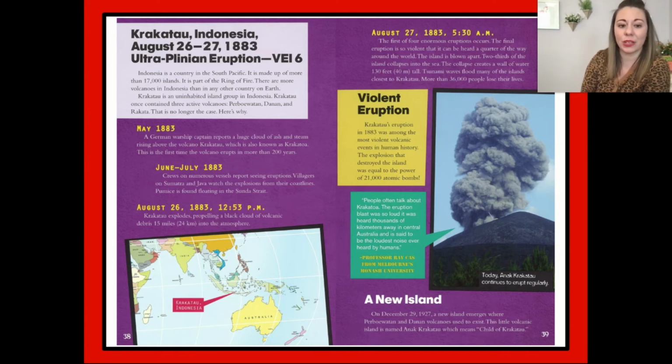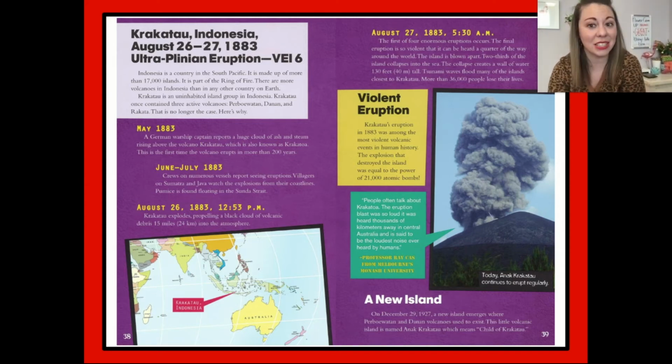And then August 26, 1883. So this started in May, now we're into August. It says Krakatau explodes, propelling a black cloud of volcanic debris 15 miles into the atmosphere. August 27th, 1883, 5:30 a.m. The first of 4 enormous eruptions occurs. The final eruption is so violent that it can be heard a quarter of the way around the world.